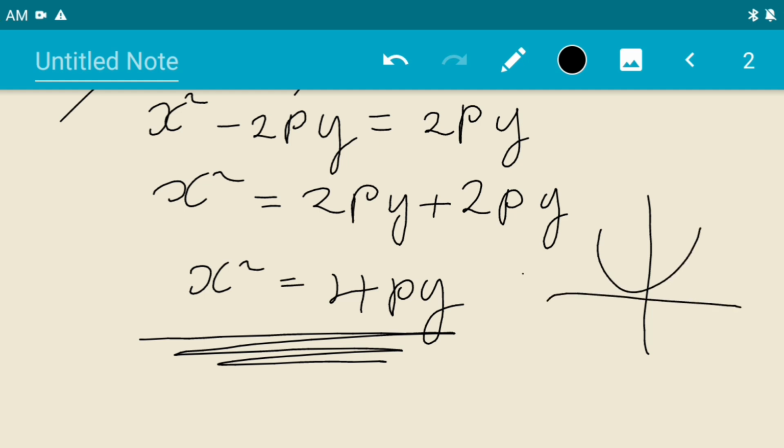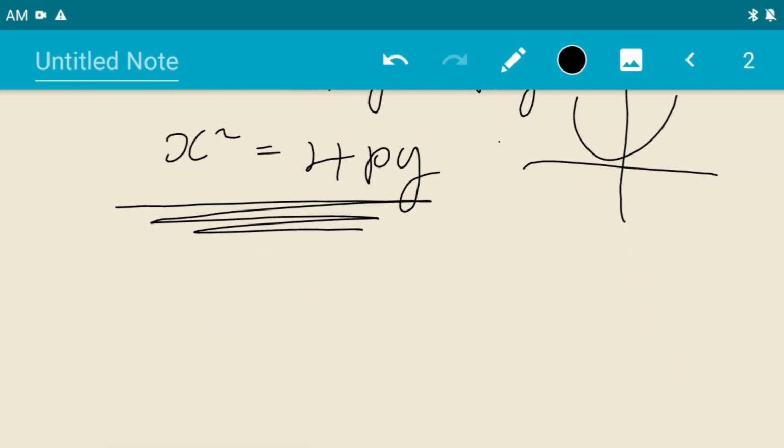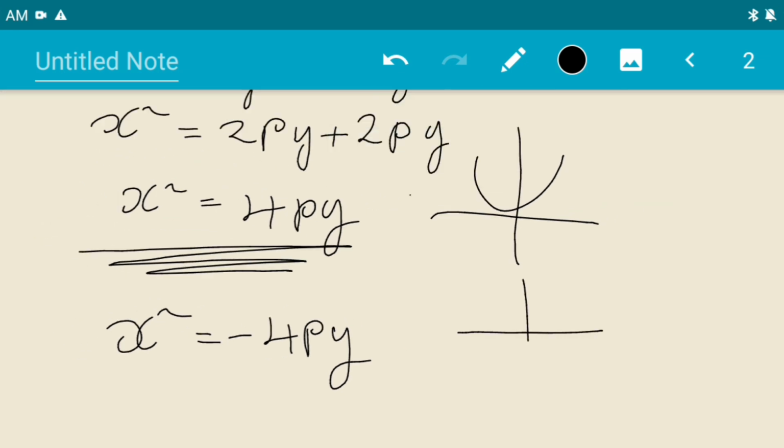So the same can be done. I highly advise you to try this out. Let me just do one more, but the orientation will be different, okay? So these are the equations. So there's x squared is equal to 4py, and then x squared is equal to negative 4py. This is the case if the parabola is oriented like so.